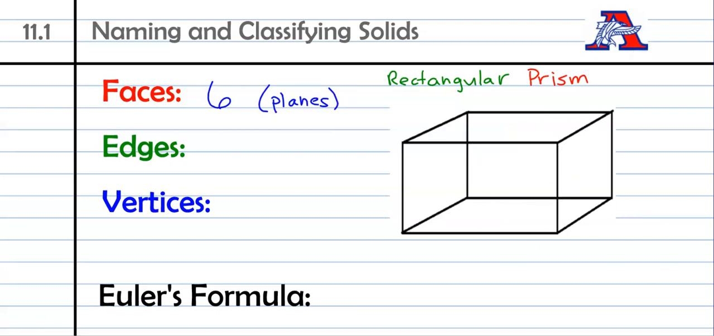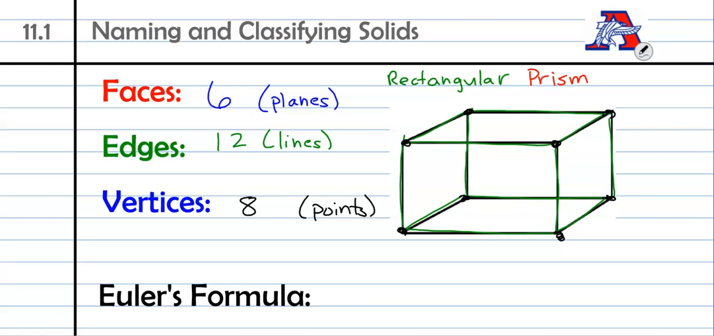Okay, edges, the edges are your lines. So we're going to go 1, 2, 3, 4, 5, 6, 7, 8, 9, 10, 11, 12. We have 12 of those. Okay, and then vertices are your points. So we're looking for the pointy parts. 1, 2, 3, 4, 5, 6, 7, 8 of them. 8 pointy spots.